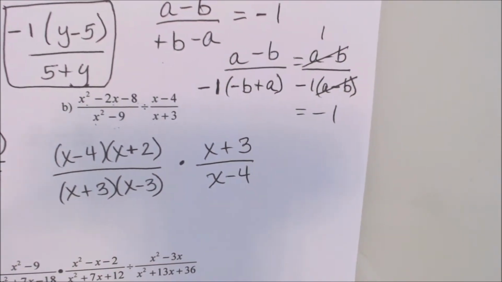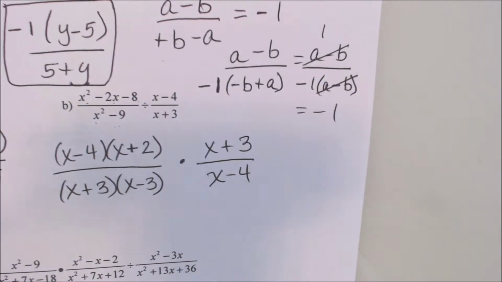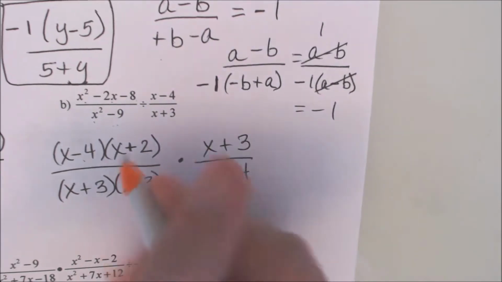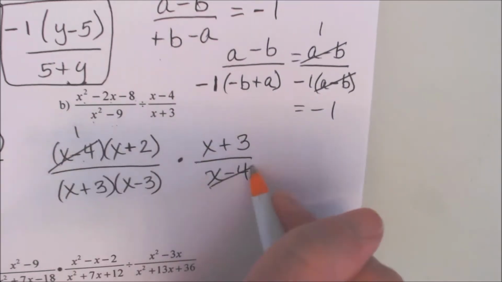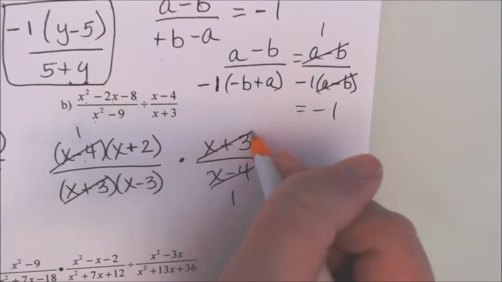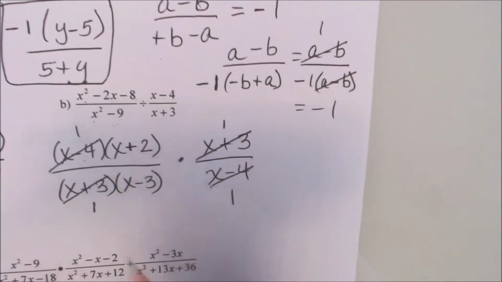So now is there anything that can cancel out top to bottom? So the x minus 4 in the numerator with the x minus 4 in the denominator, those will cross out and leave you with a 1. The x plus 3 in the denominator and the x plus 3 in the numerator here, those will also cross out and leave you with a 1.